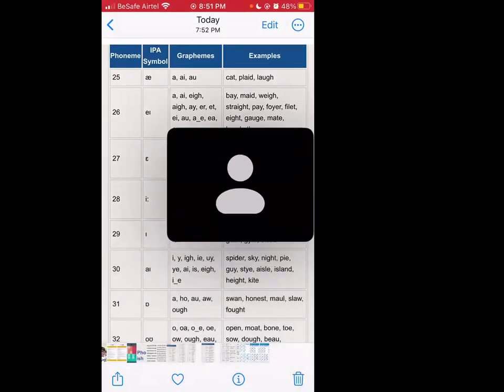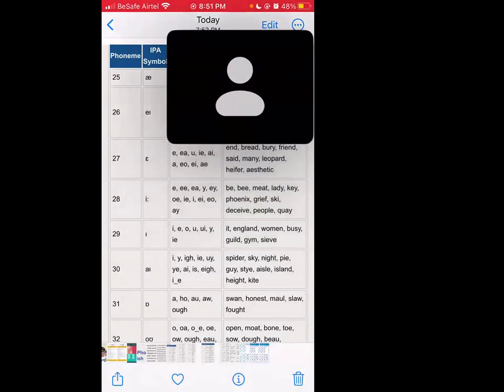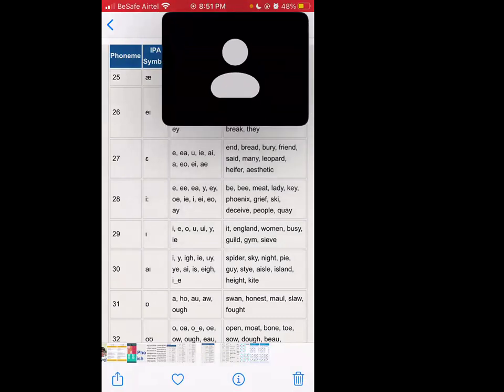Number 30 is I. Now we have words like, please take note, 30 is a diphthong. When you see two vowel sounds together, know that it's a diphthong. Is that okay? Yes, ma'am. Okay, we have spider, sky, night, pie, guy, style, isle, island, height, and kite.